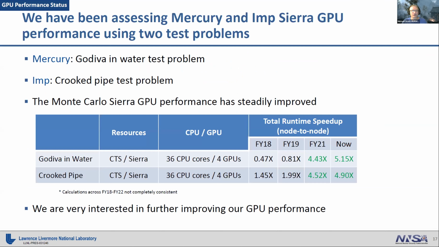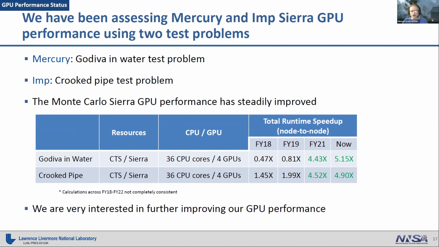So this is a rough history of our speedups. We have two problems we've been looking at pretty consistently. For Mercury, it's a Godiva sphere and water, and we looked at alpha, and I'll show a bit more about that later. For Imp, it's this crooked test pipe where heat is flowing down the pipe. I'm going to compare running 36 cores on our CTS machine, which I'll define on the next slide, versus 4 GPUs. This is our default comparison for speed ups.